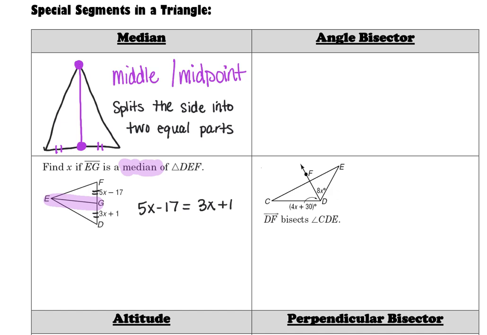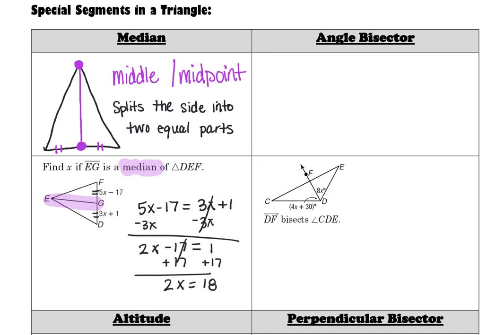From there, I can use my algebra skills and solve. Start by subtracting the 3x on both sides. Leaves me with 2x minus 17. Bring down the 1 on the other side. Add 17 on both sides, leaving us with 2x equals 18, and final step, divide by 2. So we're going to get an x value of 9.